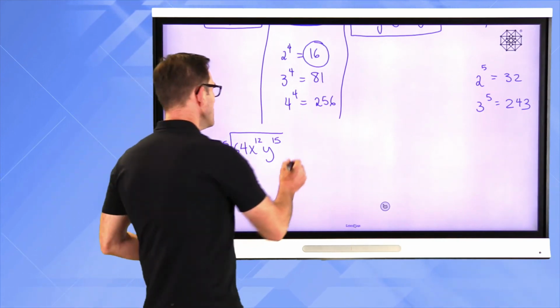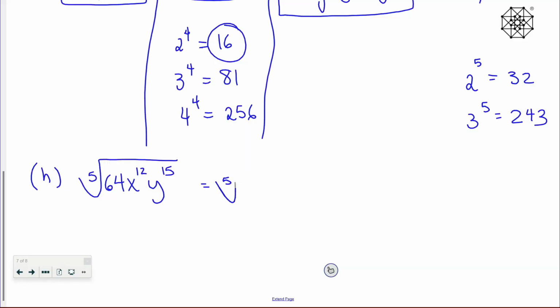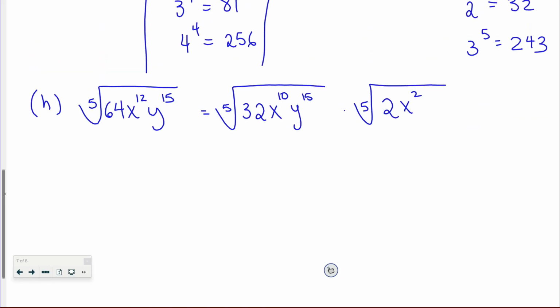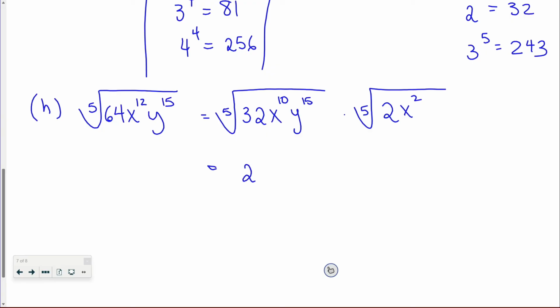All right, here we go. So, let's write this as the fifth root of 32. Now, I'm going to write that as x to the 10th, and the 15 is already divisible by 5. So, y to the 15th times the fifth root of 2 times x squared, and the y is already all in the other location. So now the fifth root of 32 is 2. The fifth root of x to the 10th is x squared. The fifth root of y to the 15th is y cubed. And we've got to leave everything else.